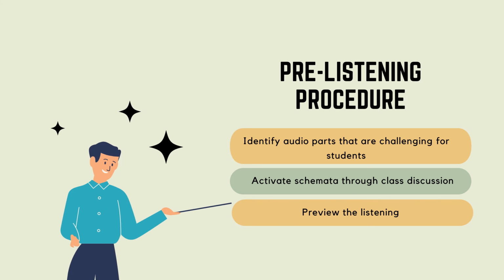For pre-listening, rather than designing lengthy pre-listening activities, you can identify the parts of the audio that will be most challenging for students to understand before the class begins. Then, you build up the schemata through a class discussion to provide students with necessary information about the listening track. Another option is to have your students listen to the recording for the first time to get used to the speaker's voice.